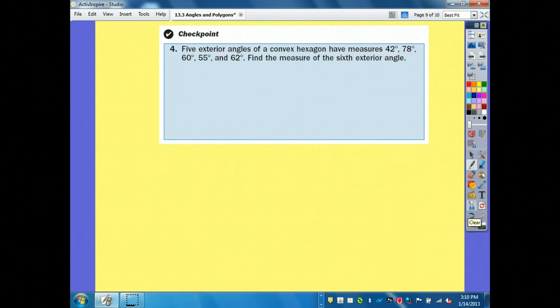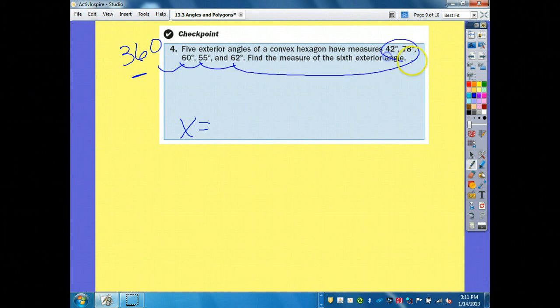All right. How about this one? What's the missing angle? What would x equal here? 360 minus this one, this one, this one, and these two. What's 63? Yeah. Everybody agree? 63 degrees.